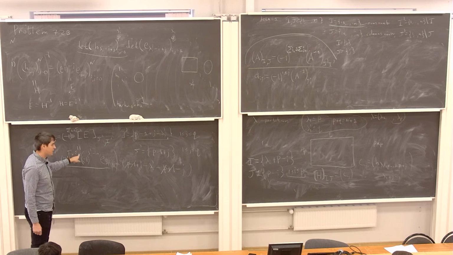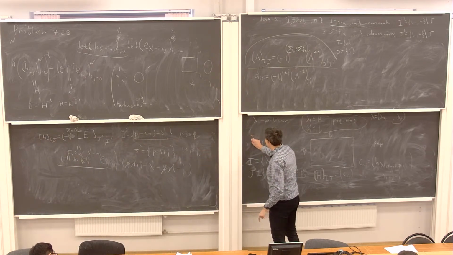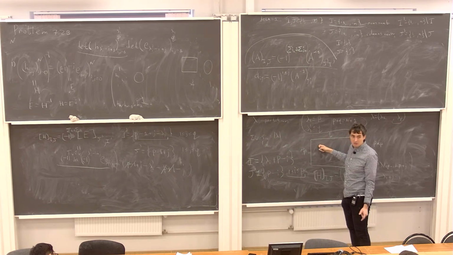Maybe let's compute this guy first of all. What is the sum of i_k? In this case, the sum of i_k minus the sum of j_k is exactly the number of boxes in your Young diagram, right?